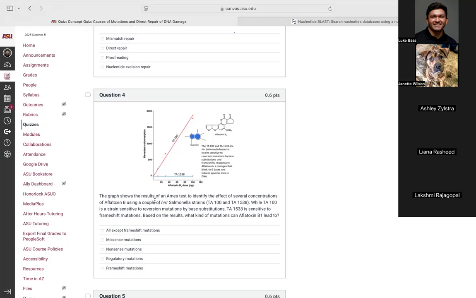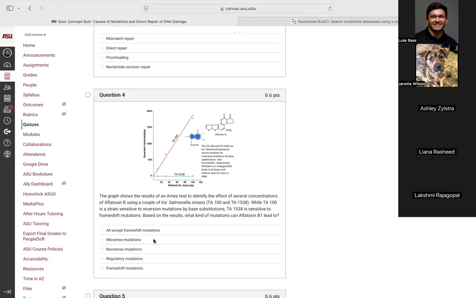Aflatoxin. The graph shows the results of an Ames test. I'm not really sure what an Ames test is. To identify the effect of several concentrations of aflatoxin B1, using a couple of Salmonella strains. While TA100 is a strain sensitive to reversion mutations by base substitutions, TA1538 is sensitive to frameshift mutations. Based on the results, what kind of mutations can aflatoxin B1 lead to?